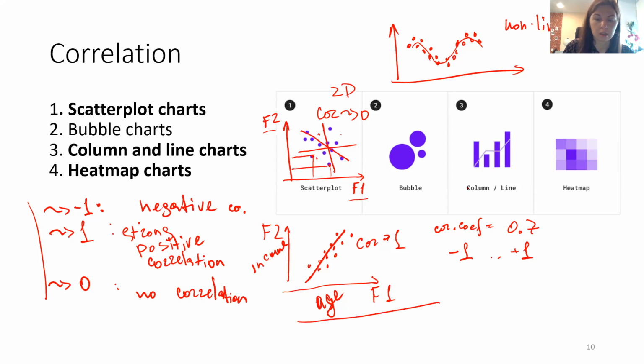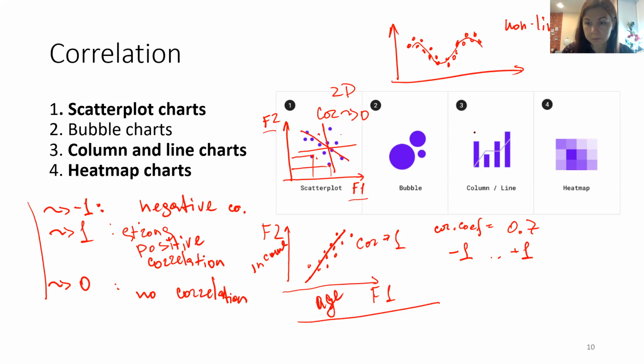Bubble charts may also be useful when we are talking about correlation, because as you've seen in our example, you may plot bubbles, but you use the size of these bubbles and color in order to represent some groups. But actually, it's a scatter plot but with marks of different sizes.